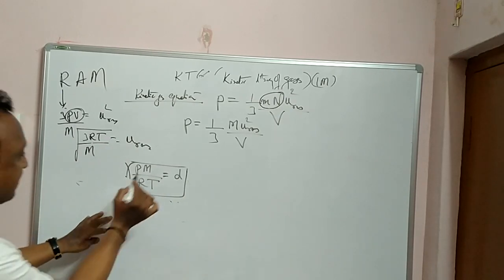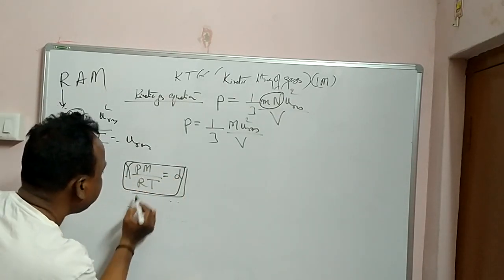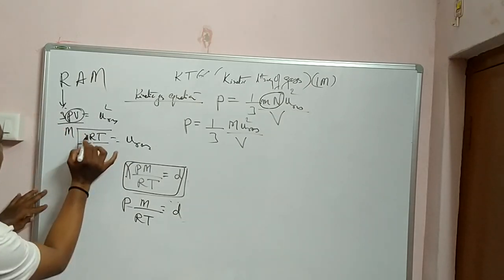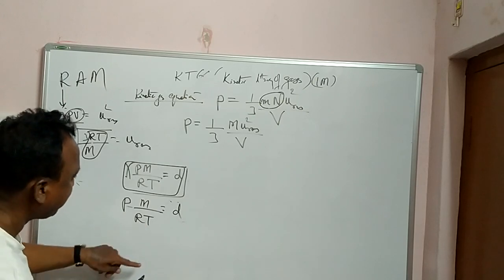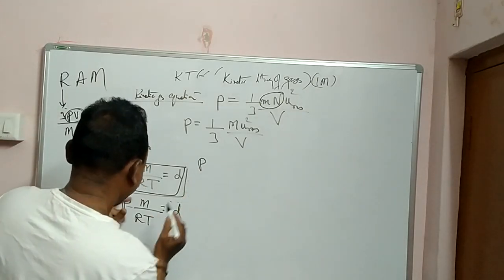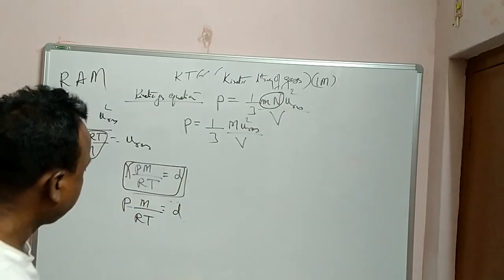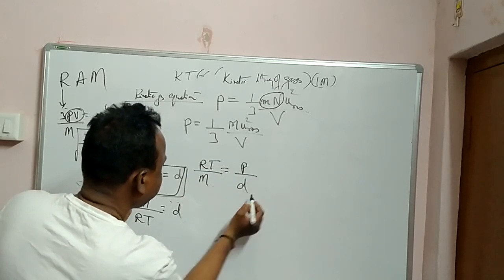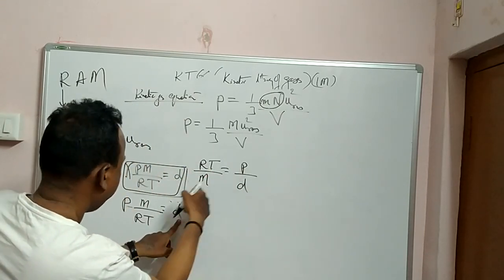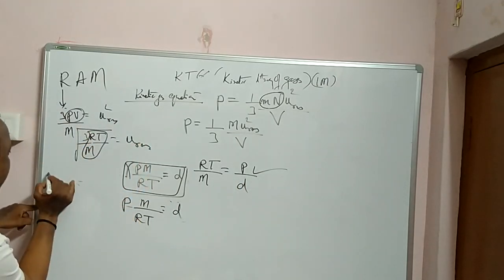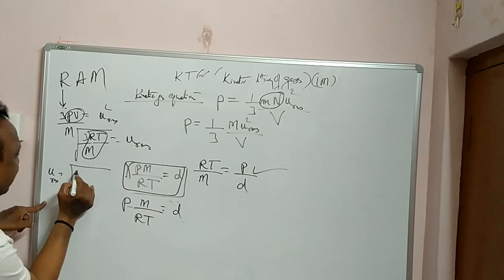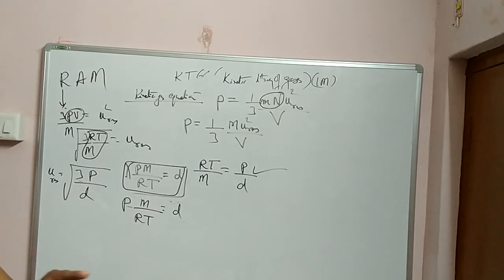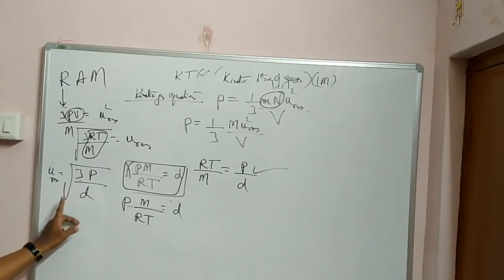Now suppose you want it in density, see, already I have written the equation here. In terms of density, P into M by RT is equal to density. So from this equation, what is RT by M? RT by capital M is nothing but P by D. Please check it. So in place of RT by M, U RMS, I can write as root over 3, and instead of writing RT by M, I can write P by D. This is another important formula. That means the same RMS velocity I can express in terms of pressure and density. That is under root 3P by D.